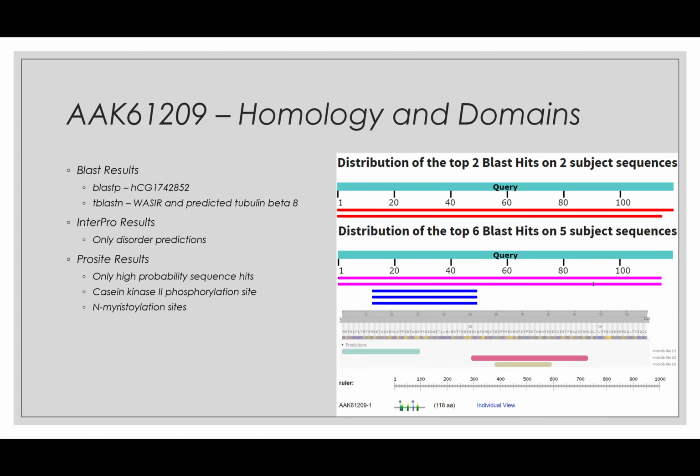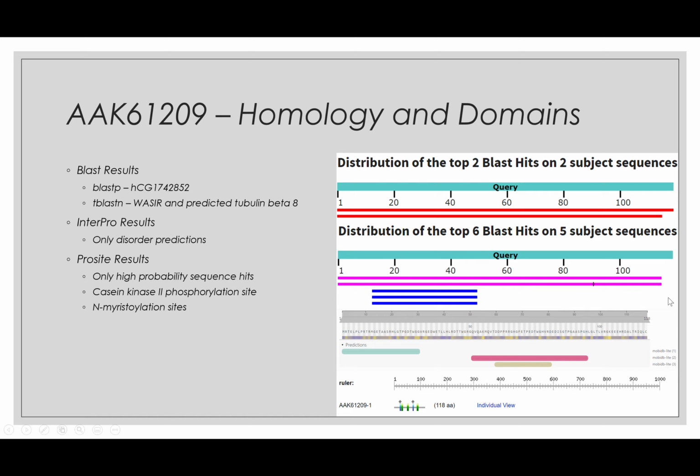For the first protein, we can see the BLAST results for the BLAST-P up at the top. That is for a protein called HCG1742852. That was the sequence that the BLAST returned, and that is for a WASIR1 gene.